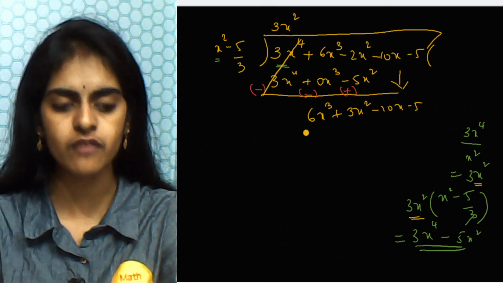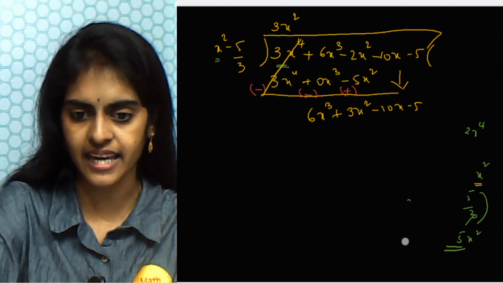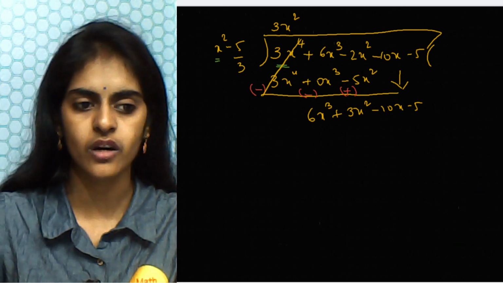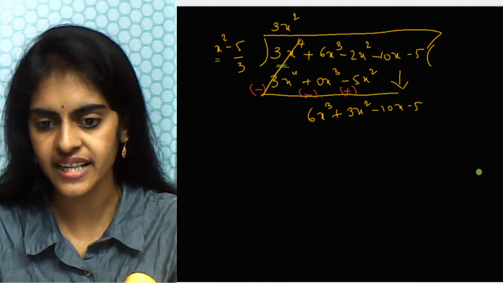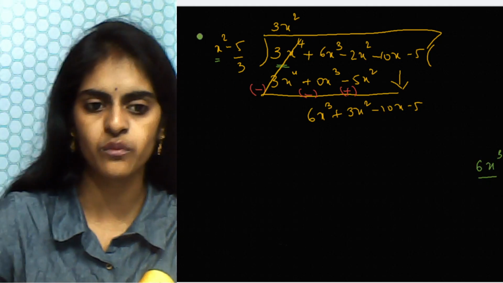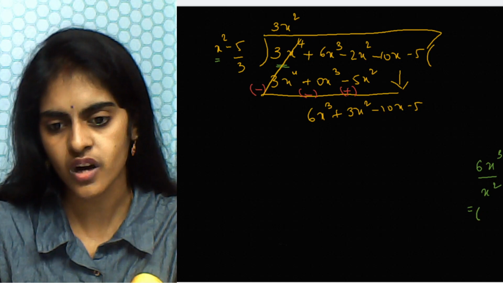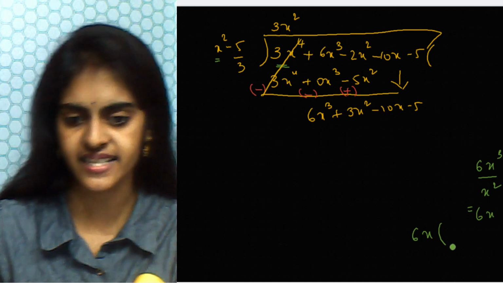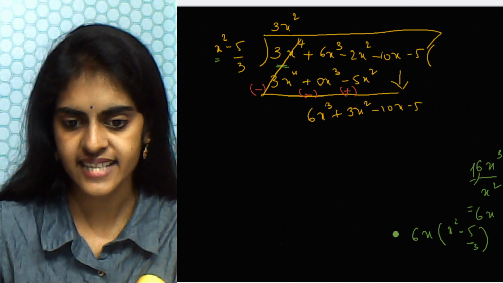So now for the second term, what will you do? Simply you will repeat this process again. The new dividend is this one, 6x cube. You will divide this 6x cube with the first term of the divisor. The answer you get is 6x. Clear? Now with this 6x, you will multiply the divisor. This is the first step, and this is the second step.